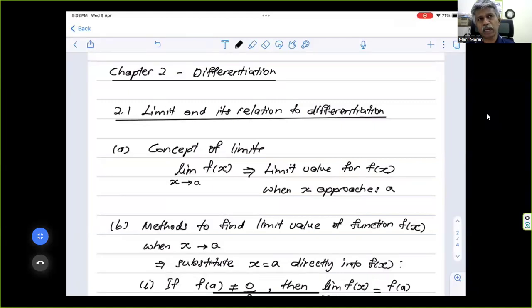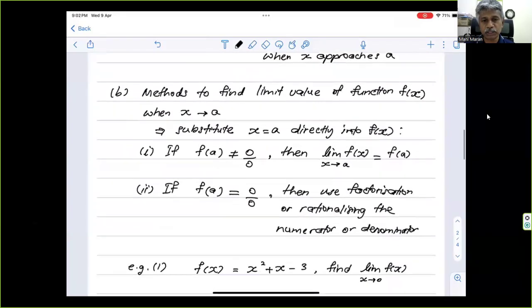When you look at some of the practical problems given in the book towards the end, then you'll understand the application of this topic. So we started looking at limits and their relation to differentiation last week.